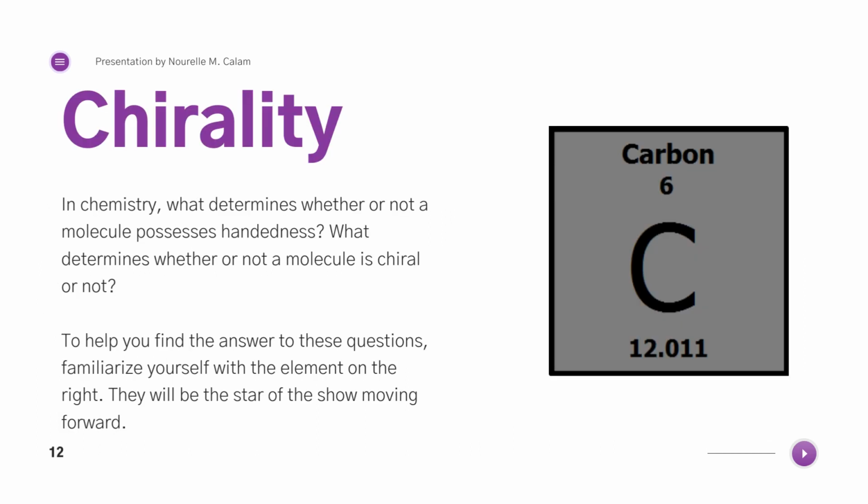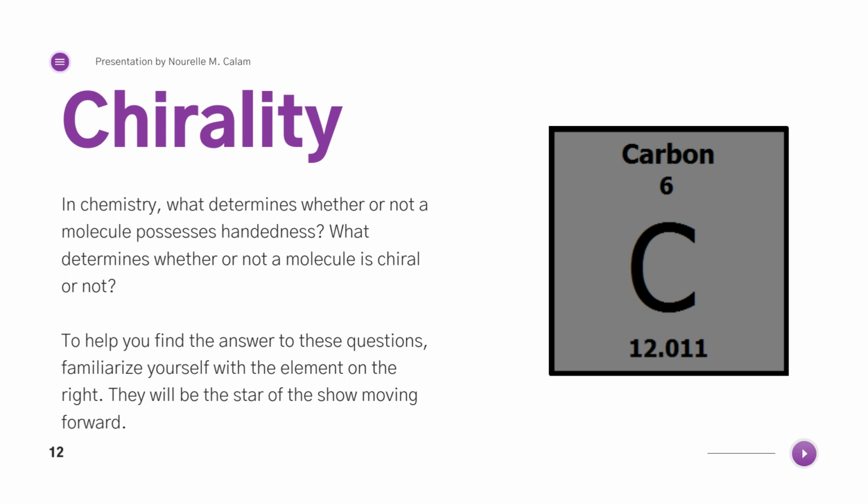Okay, I have been talking repeatedly about chirality. Now, what is this chirality all about? In chemistry, what determines whether or not a molecule possesses handedness? What is the condition for us to consider that a certain molecule possesses the property of handedness? What determines whether or not a molecule is chiral? Because when a molecule possesses the property of handedness, then that molecule also possesses the property of being chiral. Chirality, the property of chirality.